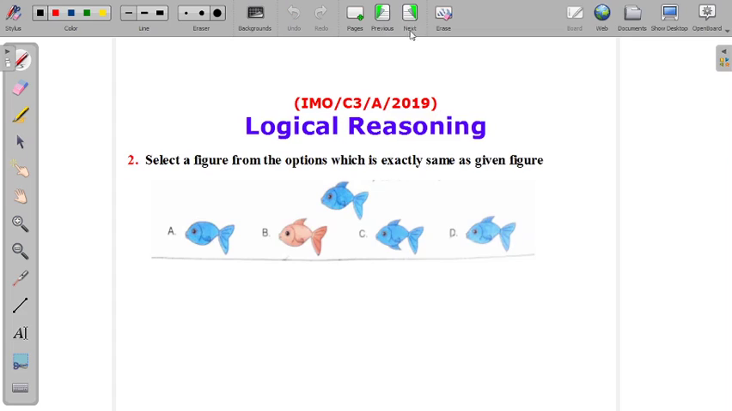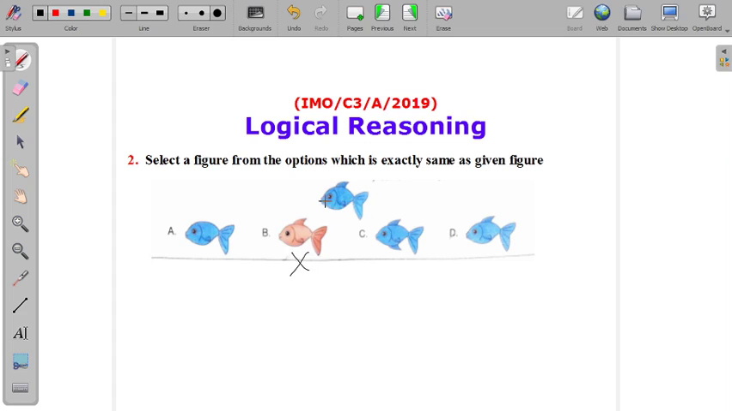Come to the next. Select a figure from the options which is exactly the same as the given figure. Just look at the figure first. The first identification is the color. Look at the color here. A different color is given here. So option B is not the answer because the color is not matching.